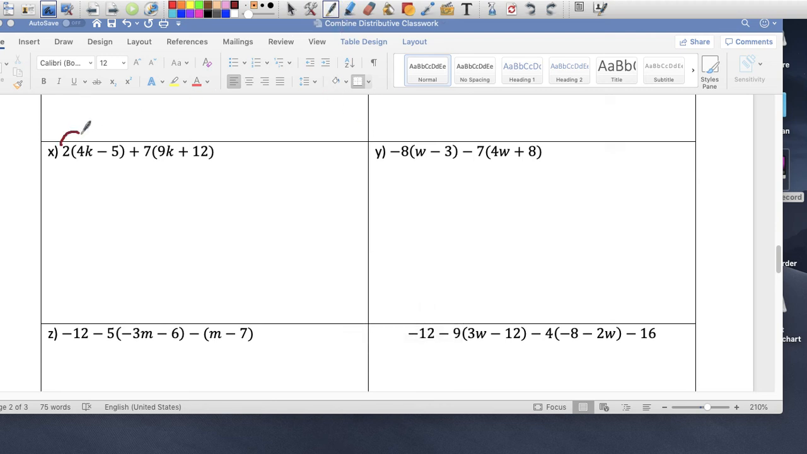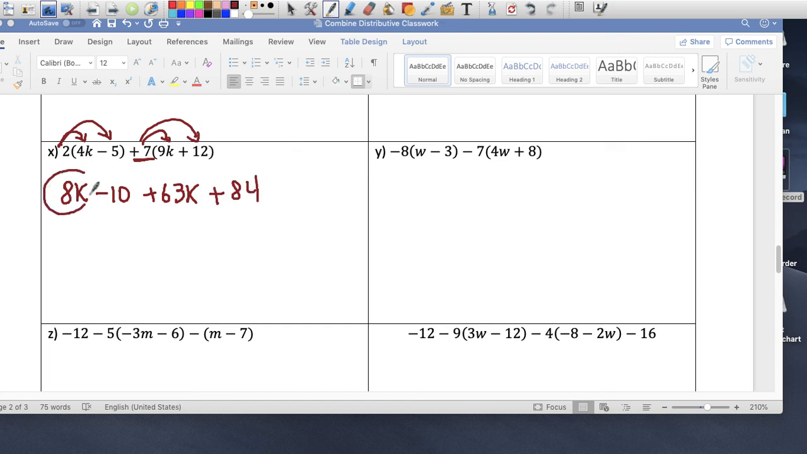Alright, so positive times a positive is 8k. Positive times a negative, 2 times 5 is negative 10. Now we're going to do this guy. Positive times a positive is positive 63k. And then positive times a positive here is going to be plus 84.